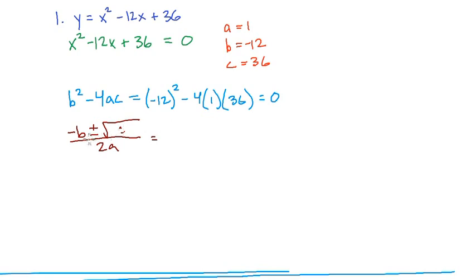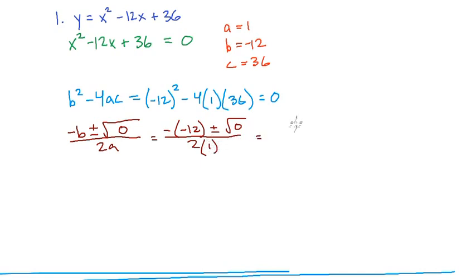All right, so b is negative 12, but there's a negative in the equation. So I've got to put the negative sign first, and then there's my b value, plus or minus the square root of 0 divided by 2 times 1, which is a.